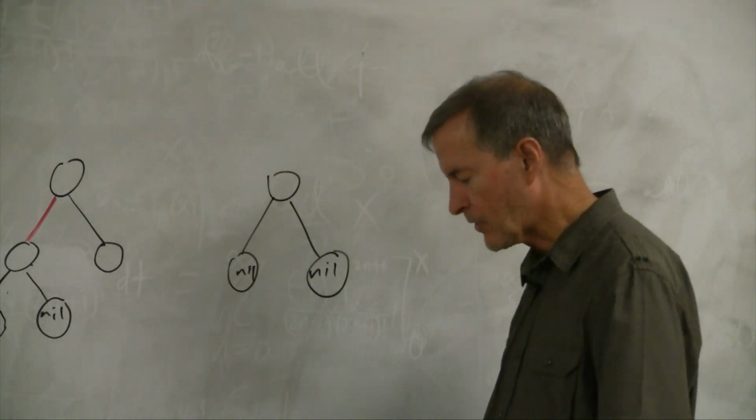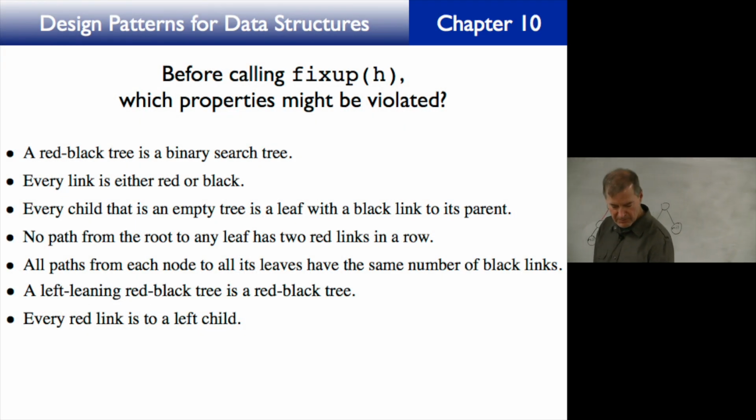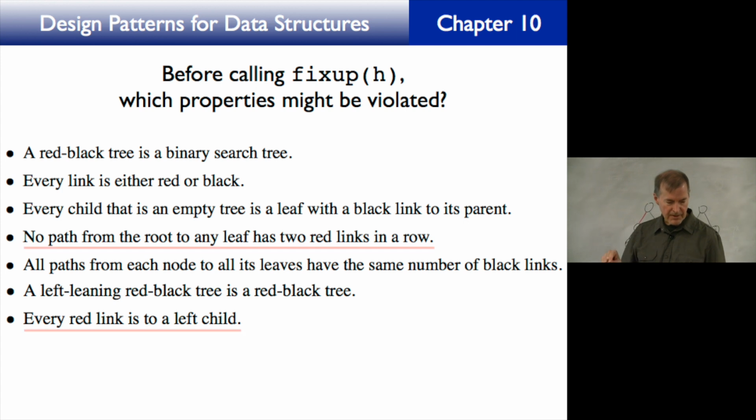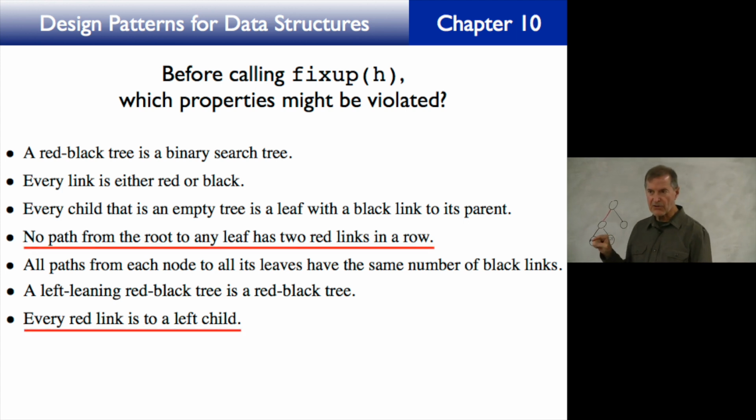So what have we concluded here? What have we concluded by this analysis? These 2 are the only ones that might be violated. Now, is everybody clear on that? No path from the root to any leaf has 2 red links in a row. That might be violated. And furthermore, every red link is to a left child. That might be violated. Now, do you understand then that all the other ones are good? It's a search tree. The black heights are all maintained. The only things are these 2.